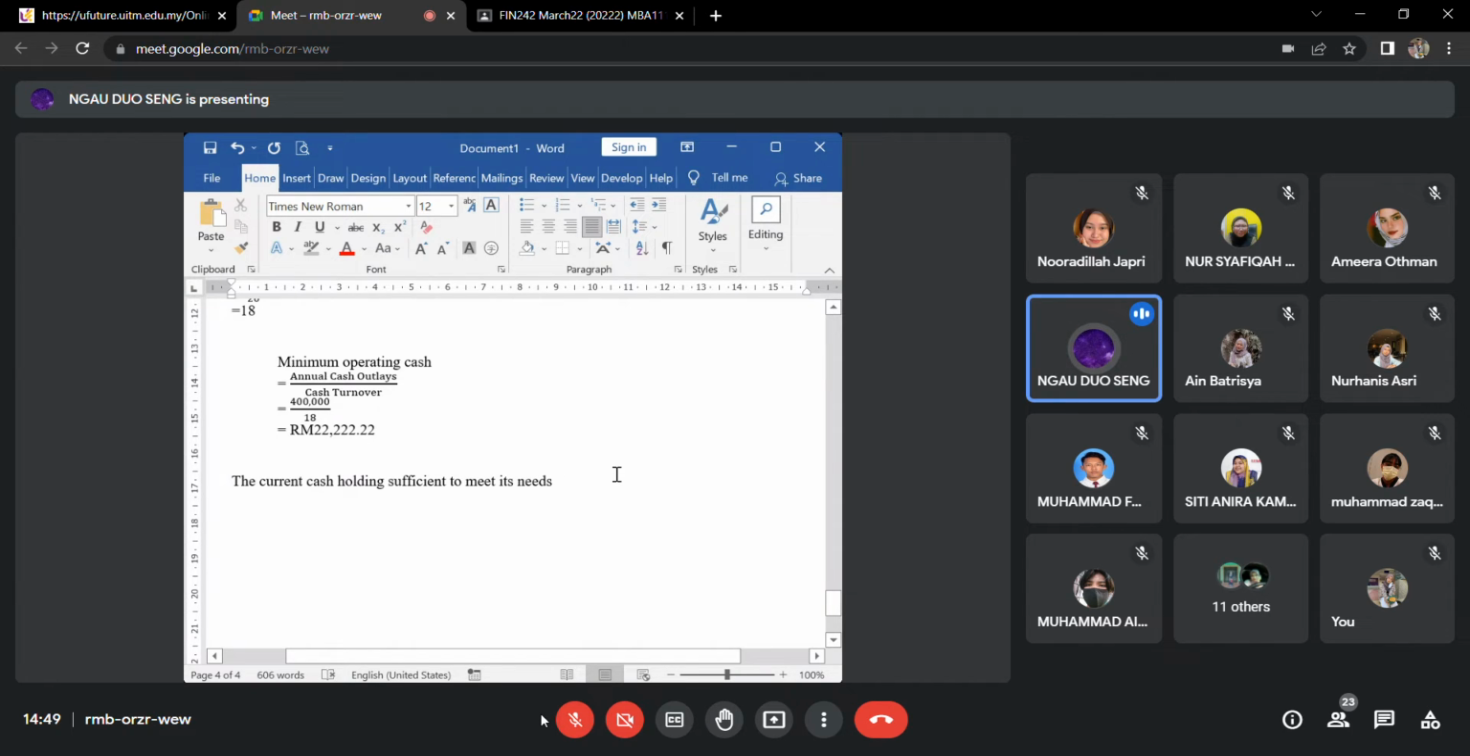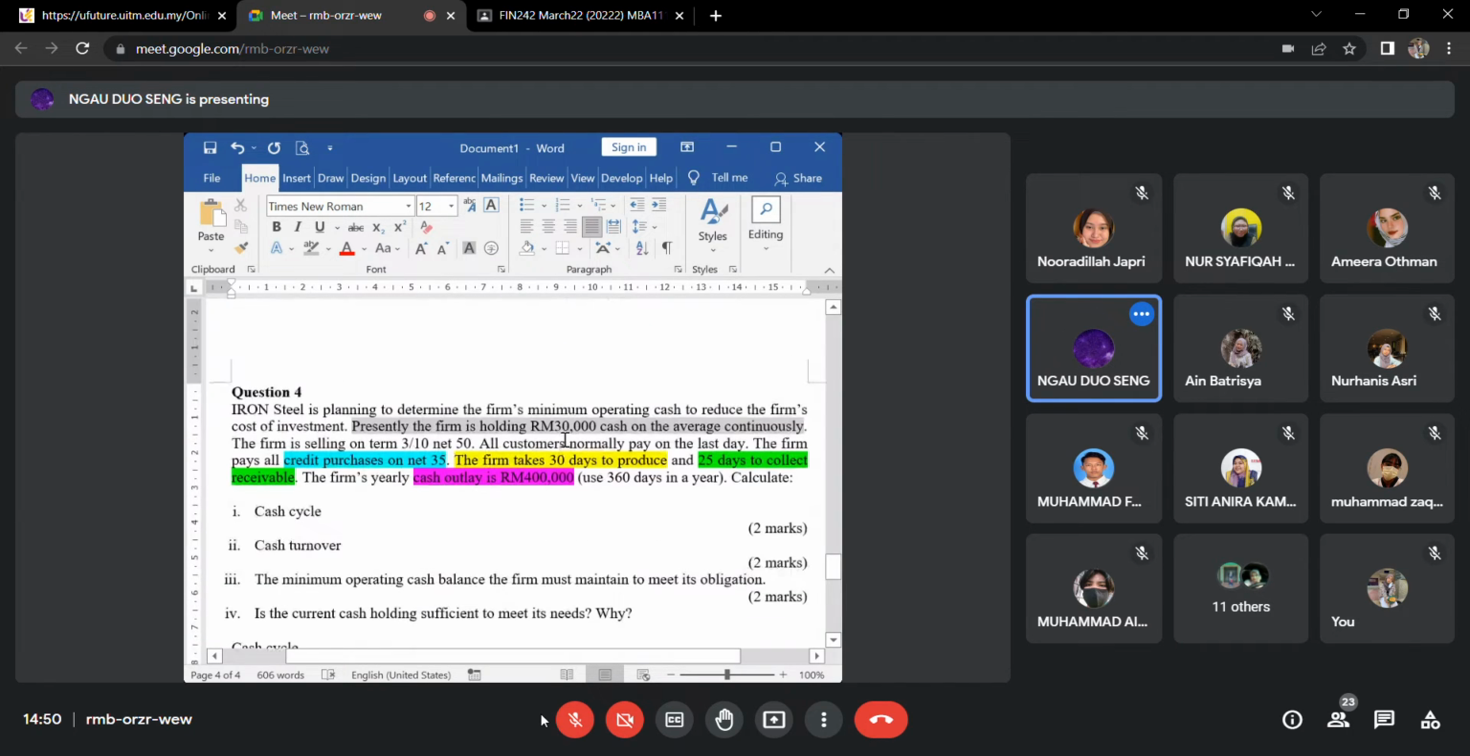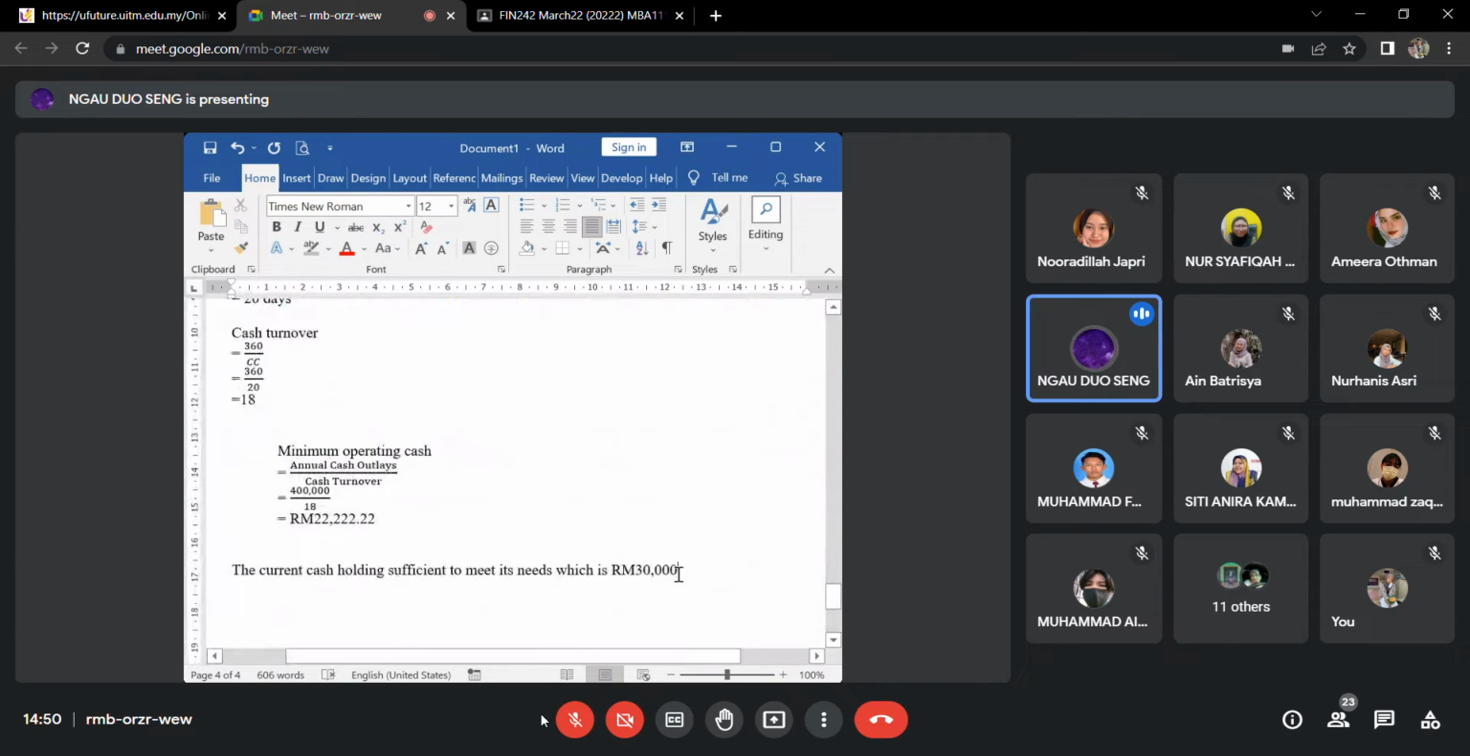No, you just write: to meet its needs, which is RM 30,000. They're holding 30,000, right? Yes, which is 30,000, greater or more than RM 22,222.22.